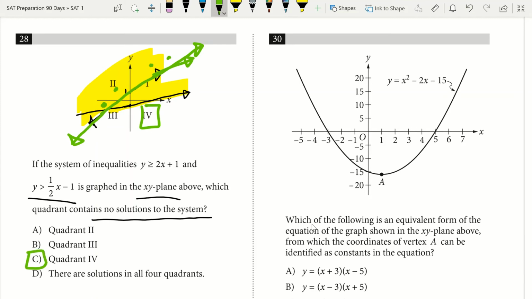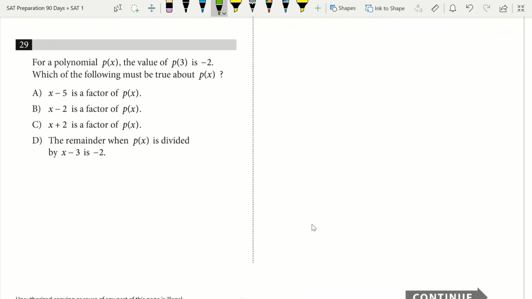All right, now we've got question 29. We have a polynomial. The value of p of 3 is -2. Which of the following must be true about p of x? Anytime that we're given a question like this, if it were to say is equal to 0, we'd be looking at it as a factor. Since it's not set equal to 0, we can't say it's a factor, so A, B, and C are going to be wrong, and our answer is going to have to be D. The remainder when p of x is divided by x minus 3 is going to be -2.